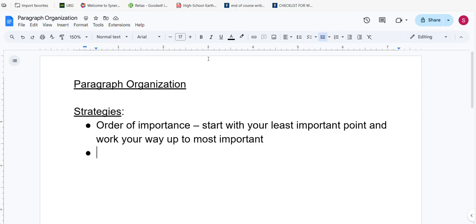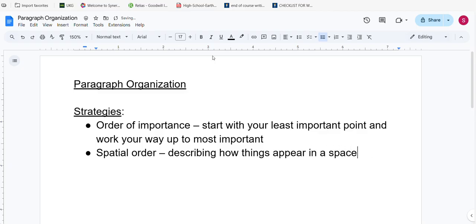So that's one option. You have spatial order. And that's going to be when you are describing how things appear in a space. I don't mean space like outer space. I mean like left to right, top to bottom, front to back, whatever.